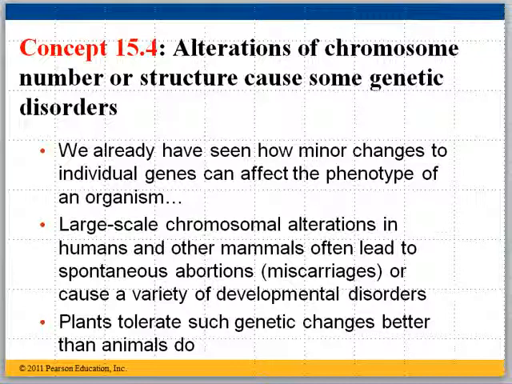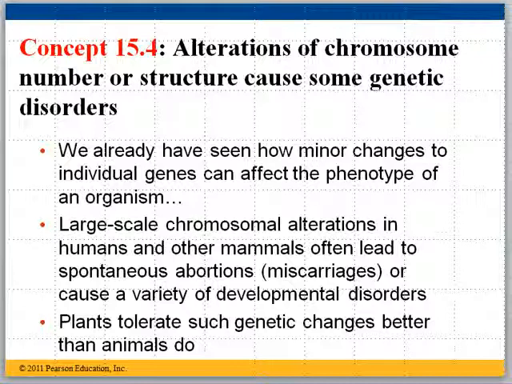What if we have a large change? Large-scale chromosomal alterations in humans and other mammals often lead to very bad things. Very often, large-scale chromosome changes lead to a spontaneous abortion or miscarriage of that embryo before it gets too far in its development. If there's something majorly wrong with the fertilized egg, with what came from the sperm or the egg, it will spontaneously be aborted because there is something so wrong with the genetic information that it doesn't allow for proper development.